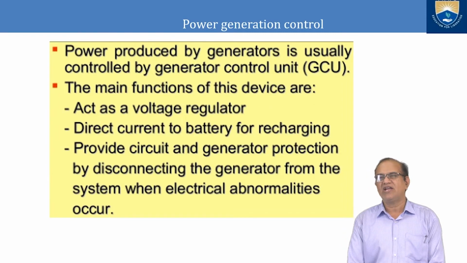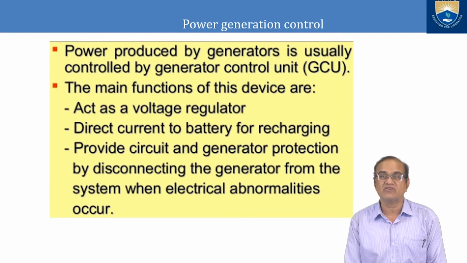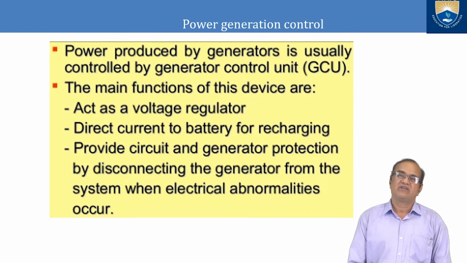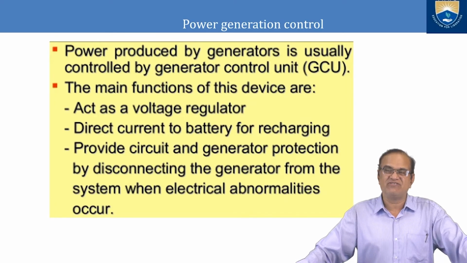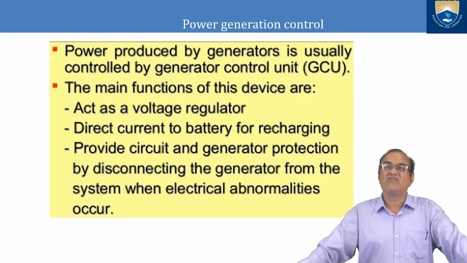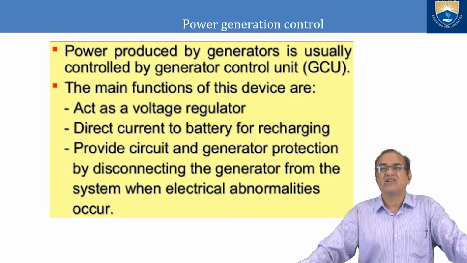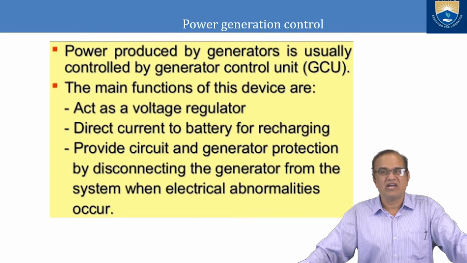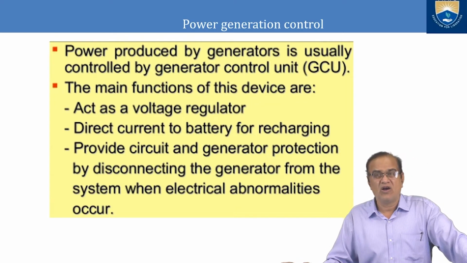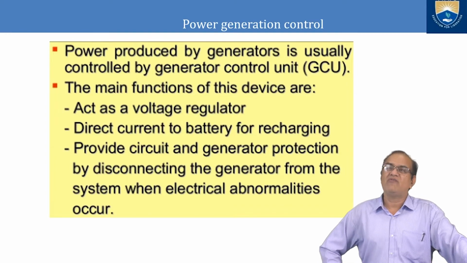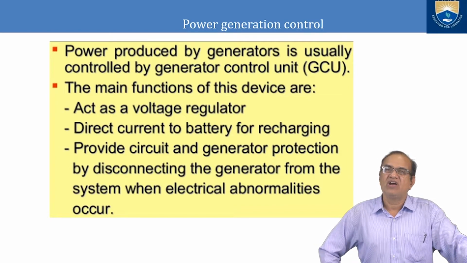So till now we have discussed different power sources, different AC and DC. I have AC and DC generators. In AC we have seen variable speed constant frequency generators and constant speed variable frequency generators. Now power generation and the control of this power.